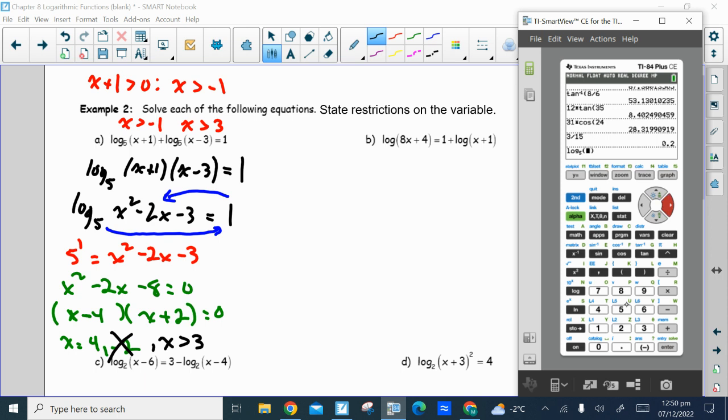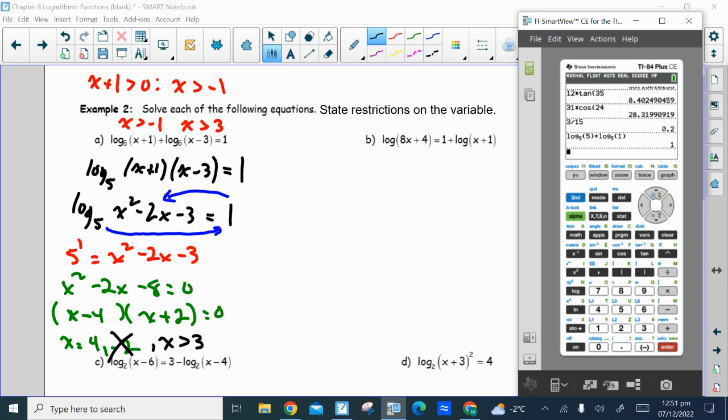Log base 5 of 5 plus, when x is 4 for the second term, 4 minus 3 is 1. It'll be log base 5 of 1. That's asking 5 to what power is 1? The answer is 0. You're going to get 1 plus 0 on the left, which equals 1 on the right. But again, you can just punch it in your calculator. Log base 5 of 1. It equals 1, which is what the right side is.